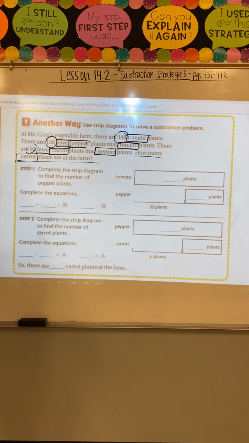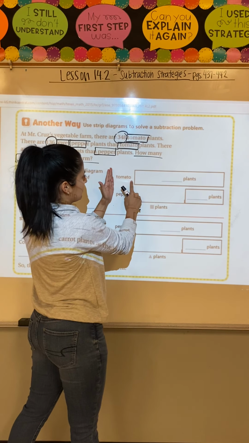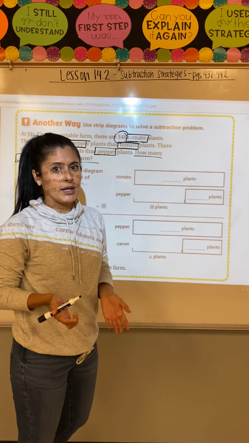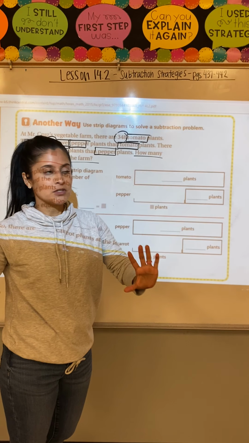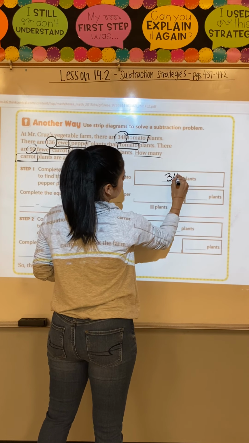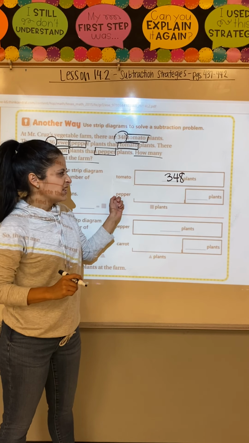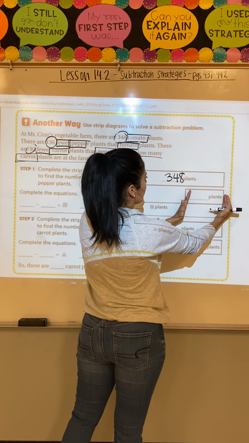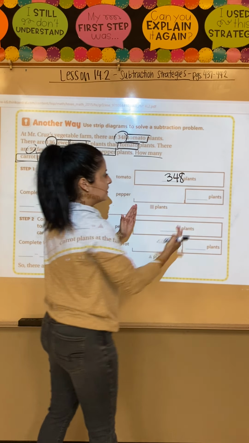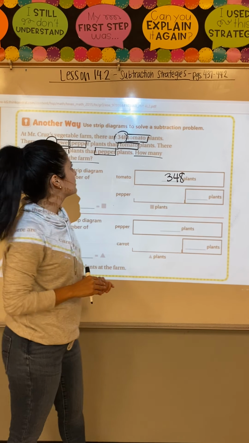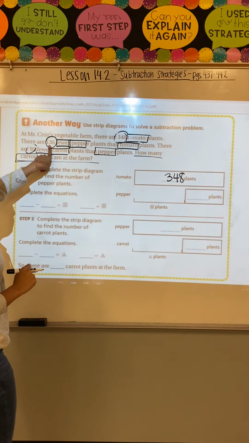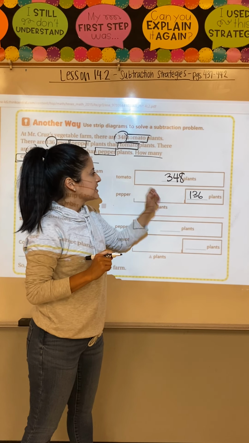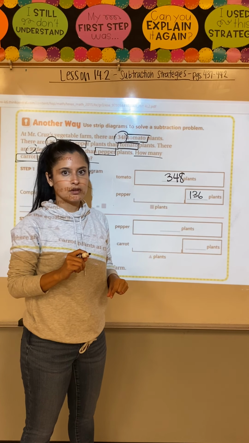All right, so let's complete this strip diagram. We know here, tomato, they gave that amount to us. And we didn't get any more tomatoes, so that's the whole. That's the total for tomato. We have 348. Now for pepper, let's take a look at what this strip diagram is saying. It's saying this part plus this part is 348. Now what did they give us about pepper plants? Well, they told us that there's 136 fewer. Okay, so 136 less than tomatoes.